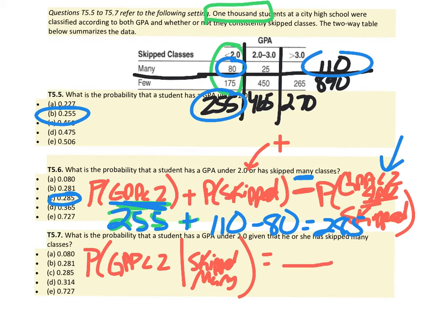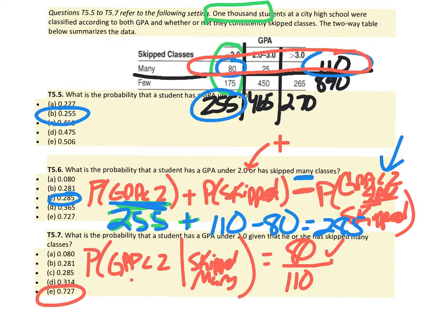So of the students that skipped many times, we know there's 110. This is a subgroup, so we are just looking at those students, 110 students. Of that subgroup, how many have a GPA less than 2.0? That's what goes on the top. That would be 80. So if you do 80 over 110, we're going to get letter E.